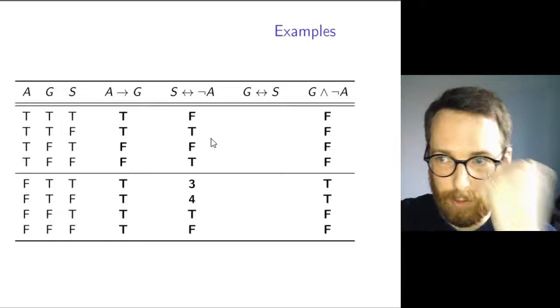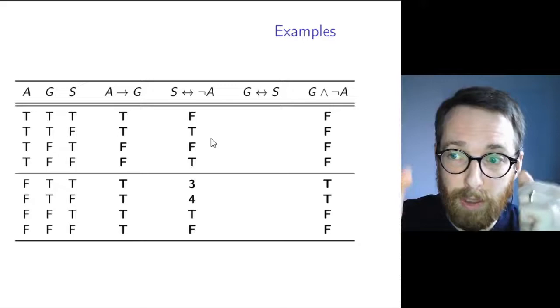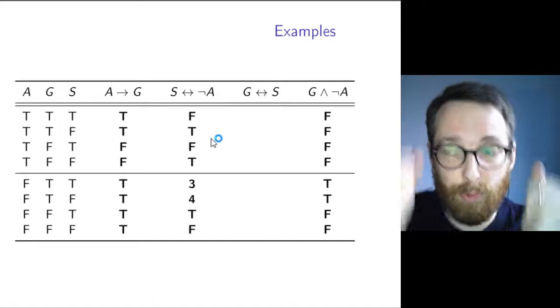So true if and only if true is true. False if and only if false is true. It's just if they're different. If only one of them is true, if one's true and one's false, then you get false.